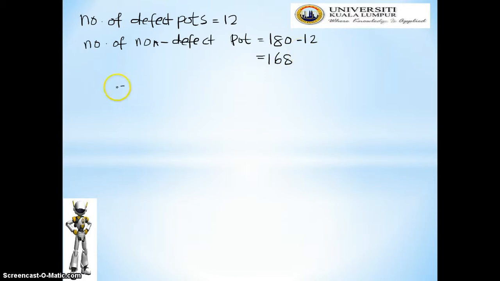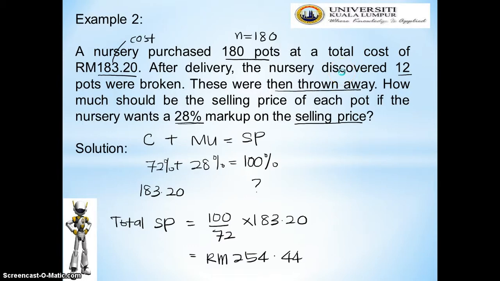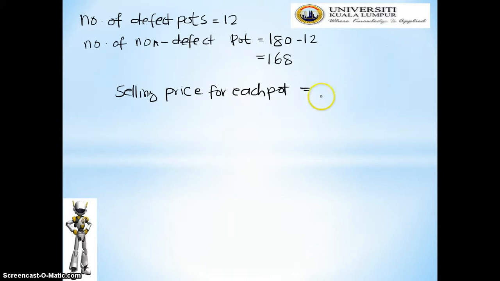Then we have the selling price for each pot equal to the total selling price, 254 ringgit 44 cents, divided by the number of non-defective pots, 168. So finally we get RM 1.51 per pot.